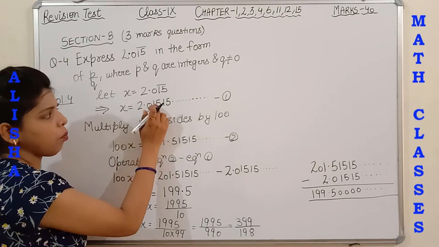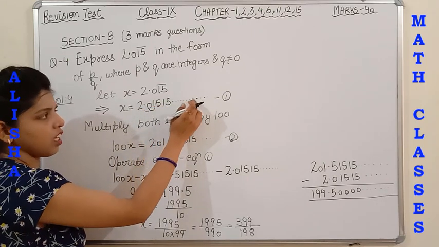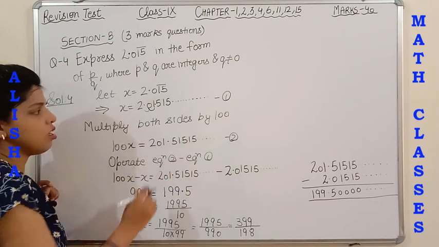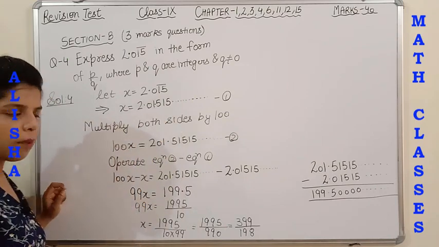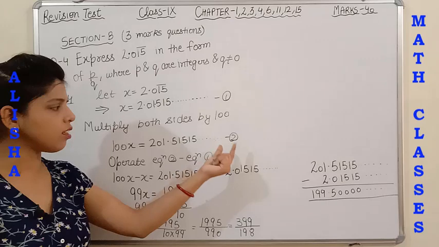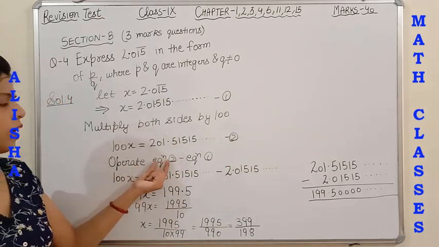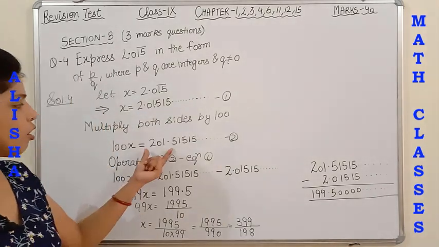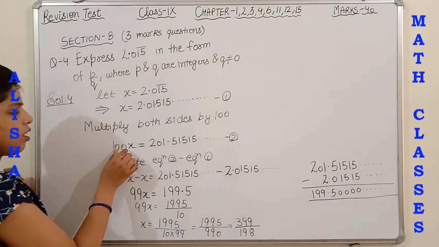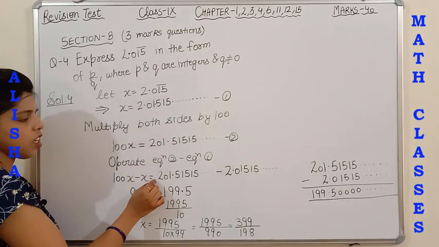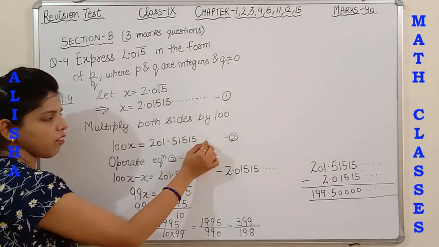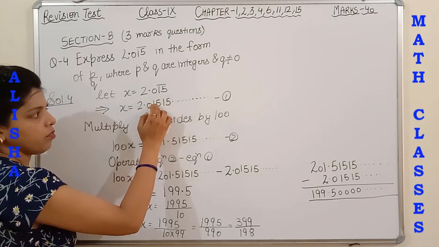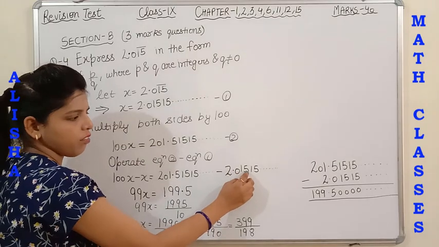That means 201.515151 up to so on. So it becomes 201.515151 up to so on. The next step is the same for every type of question. Always you have to mark this as equation 1 and this equation as equation 2, and you have to operate equation 2 minus equation 1. Always whenever this type of question comes in the exam, you have to follow the same pattern. So left hand side will become 100x minus x is equal to 201.515151 up to so on minus 2.01515 up to so on.